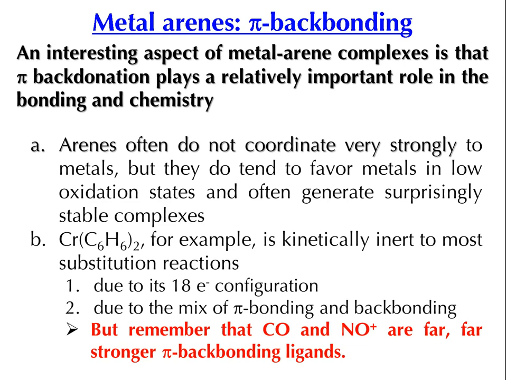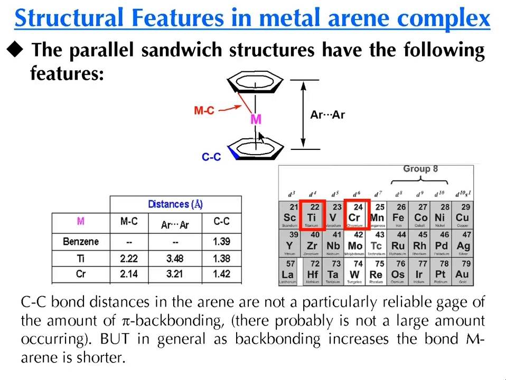But remember that the pi back bonding from M to arene is not as strong as in the case of carbonyl and nitrosyl ligands. Consider some metal arene complexes of titanium arene and chromium arene. In the experiment, we measure the M-C bond distance, the distance between the two arene groups, and the C-C bond distance. The chromium has a shorter M-C bond distance than titanium. That means the chromium arene bond is stronger than titanium arene.